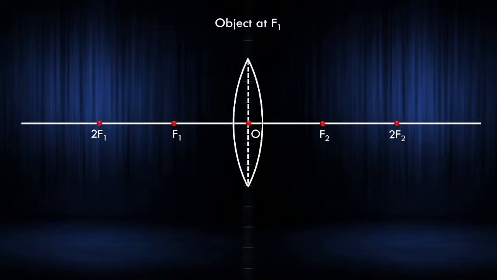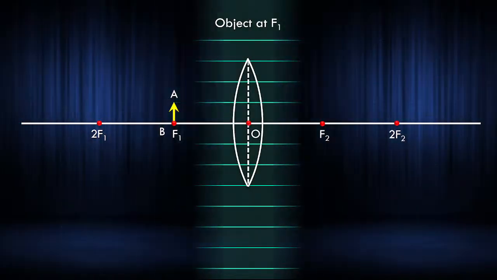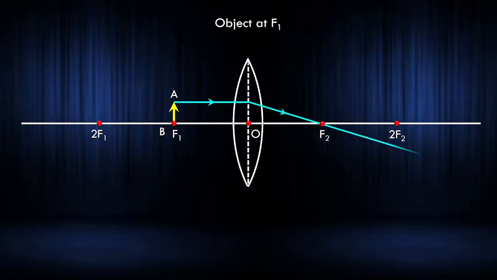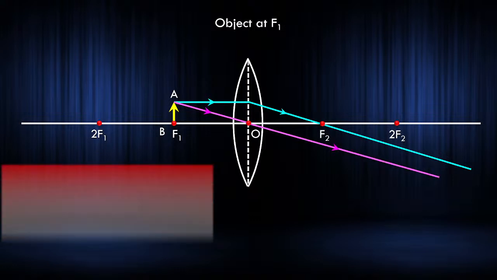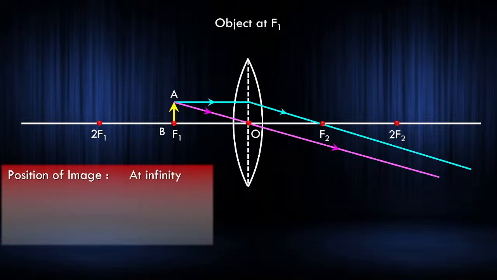Next, what will happen if the object is kept on f1? This is object AB. Okay, the light goes from f2. Then there is another light passing through this. So what happens to the image? At infinity. Correct. So the position of the image is at infinity. Nature of the image will be real, inverted, okay, and very large.